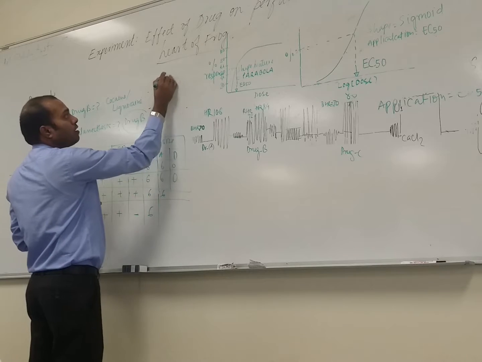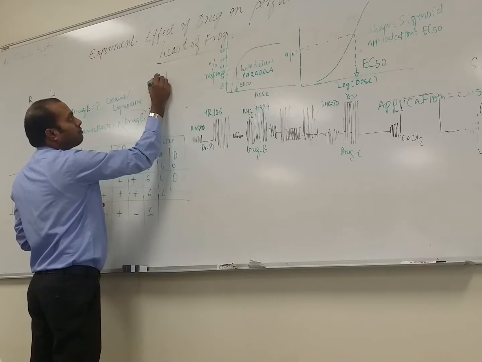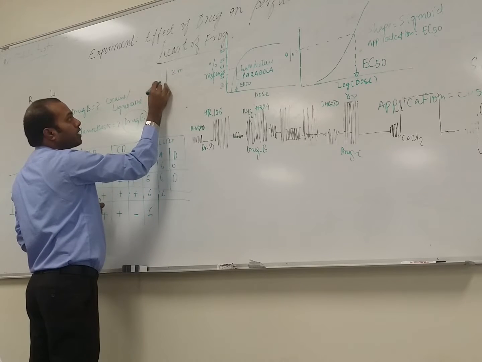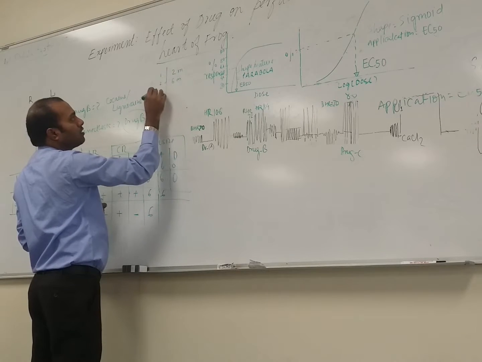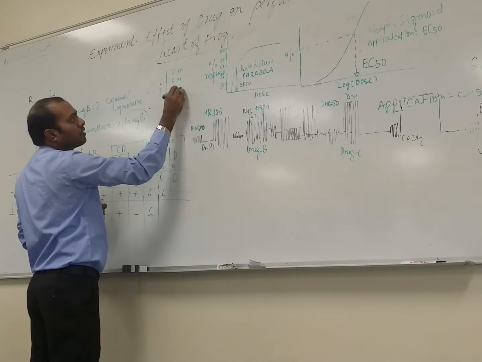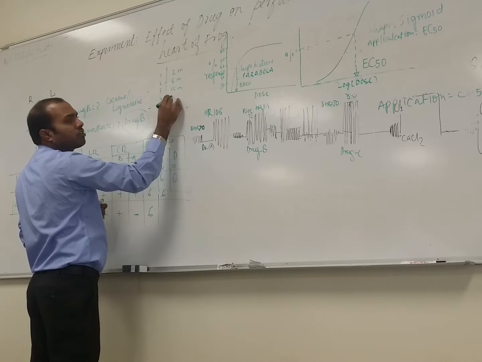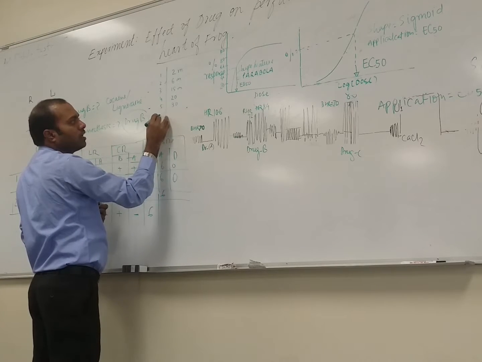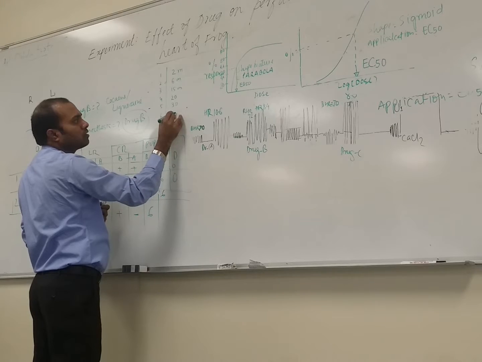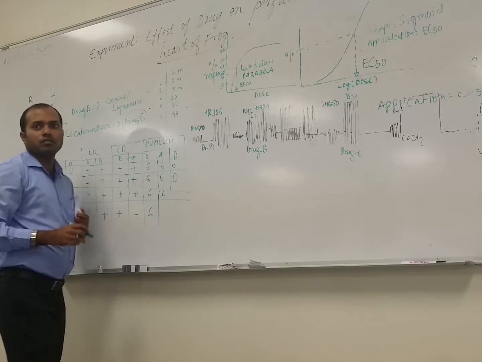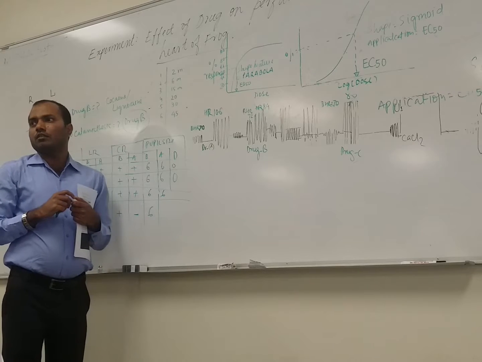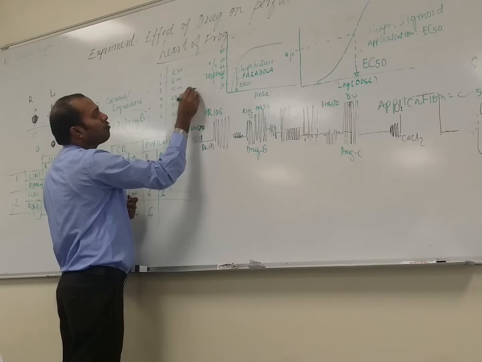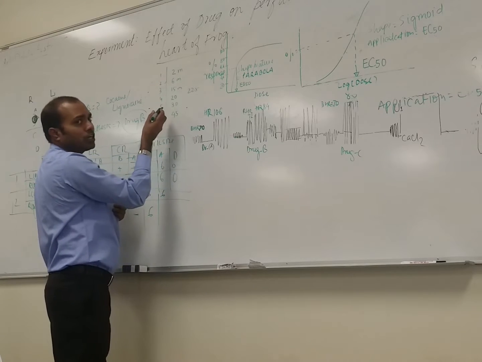You recorded first response, 2 millimeter. Second response you recorded 6 millimeter. Third response you recorded 15 millimeter. Fourth response you recorded, for example, 20. Fifth response you recorded 30. And sixth response you recorded 40, 45. Maximum response is 45. What is the 50%? 50% is 22.5. Where is 22.5? We have not recorded 22.5.